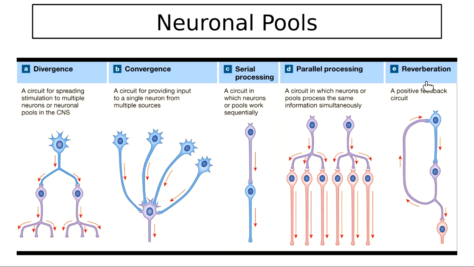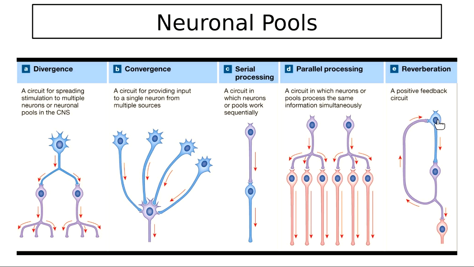A reverberating circuit, a positive feedback circuit. The initial impulse keeps perpetuating the cycle that forms a loop. So here's neuron A sending an impulse down to neuron B. Now neuron B is sending it to C as well as back up to A, which sends it back to B, and B sends it down to C as well as back up to A. So that's a reverberating circuit.